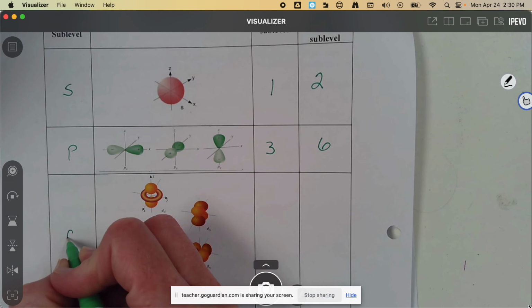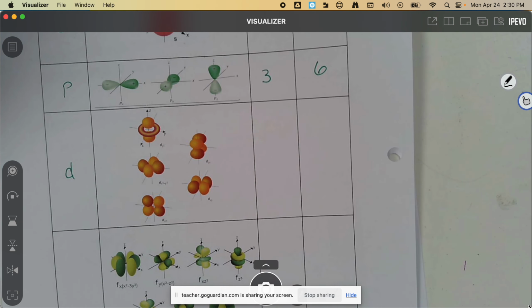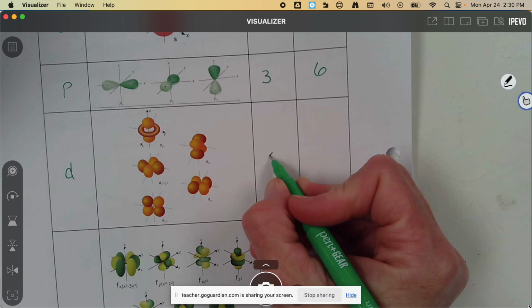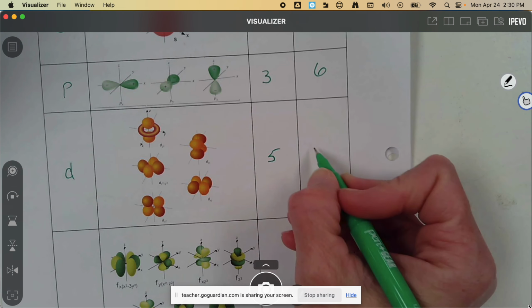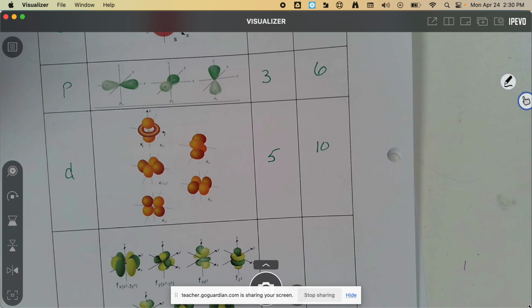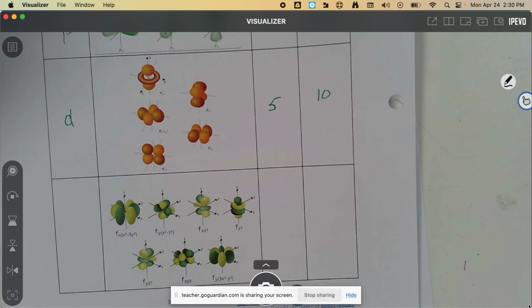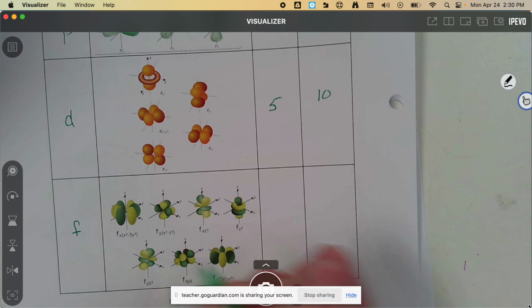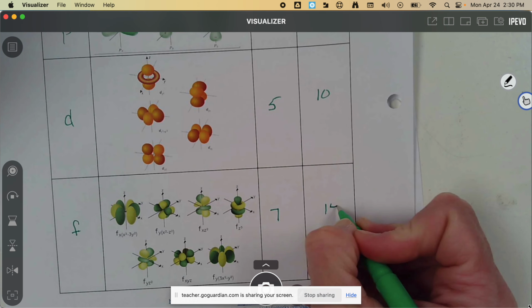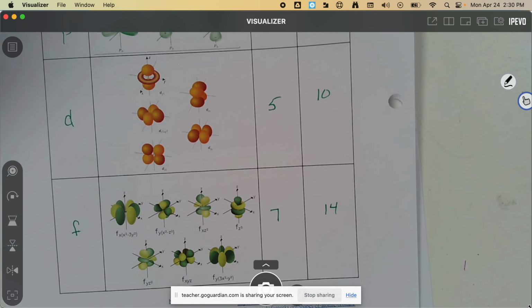The D orbitals get really interesting. They make me think of breakfast. They look like eggs and donuts to me. Yes. They come in a group of 5 with a capacity of 10 electrons. And the f orbitals just look like mutated Ds. There are 7 of them for an electron capacity of 14 in the f sublevel.